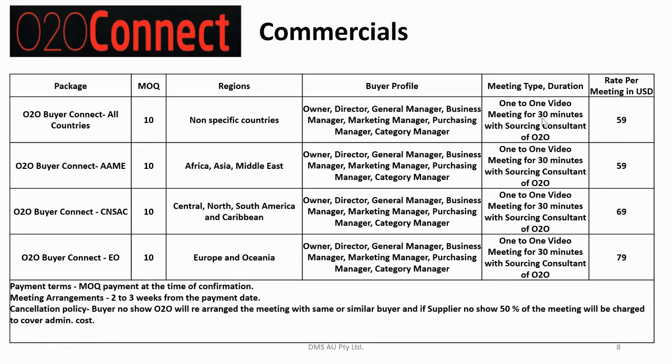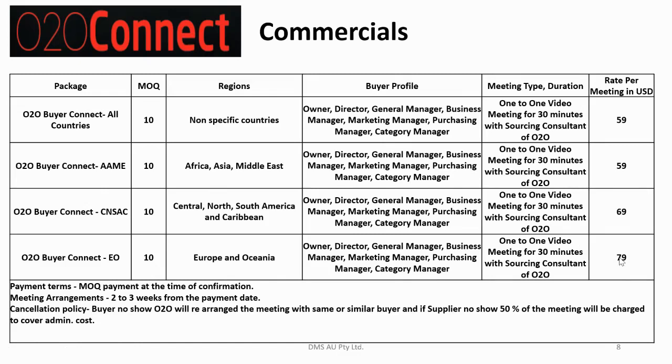We don't want to drag the meeting for hours, because the buyers also don't want to put in a lot of time talking in the very first meeting itself. So in our structure, if you're going with standard countries and you're not specific about a country, we would start a meeting at a very low fee of about $59. If you're looking at specific buyers from the Middle East, Africa and Asia, again, it's around the $59 mark. For North, Central, South America and the Caribbean regions, it's about $69. For the Europe and Oceania region, it's about $79.